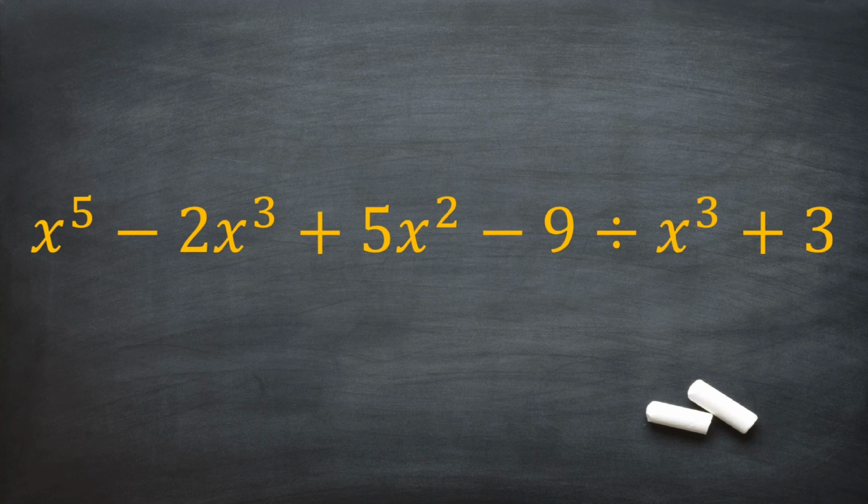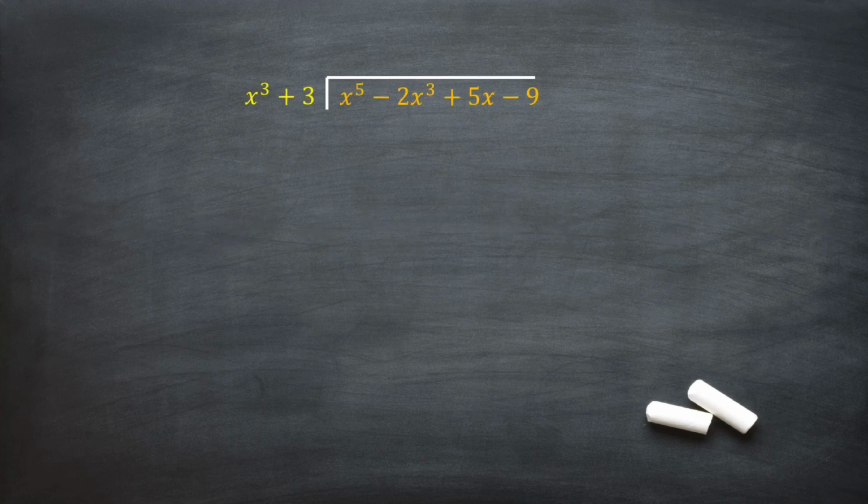In dividing polynomials, we are just like dividing numbers. So we will be placing the dividend inside the division symbol, and then the divisor will be outside the division symbol. As we can see, we put x to the power of 5 minus 2x cubed plus 5x squared minus 9 inside the division symbol because that is our dividend. And then our divisor, which is x cubed plus 3, is placed outside the division symbol.